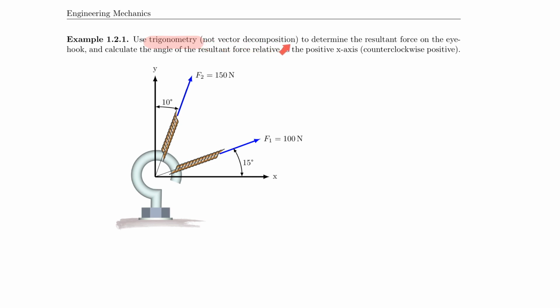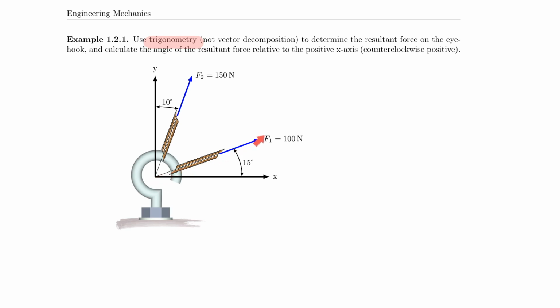This is definitely not allowed in this case, because we want to make sure that you are familiar with the technique that we need for this. So what are we supposed to do? We are supposed to determine the resultant force on the eye hook and the angle that that resultant force has. So let's take a look at that problem here.